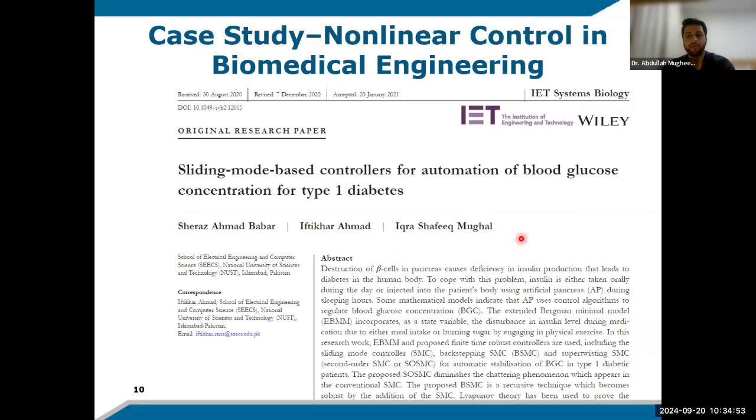Okay, so here is another example of a biomedical engineering application of this nonlinear control technique. So they used sliding mode based controllers for automation of blood glucose concentration for type 1 diabetes. Okay, so there are multiple types of diabetes. So for type 1, well, based on the concentration of glucose, how much insulin should be injected? Well, how much for how much duration? The amount, the concentration, the magnitude of the insulin, and the duration of this insulin should be injected into the patient. Again, we are getting the same question.